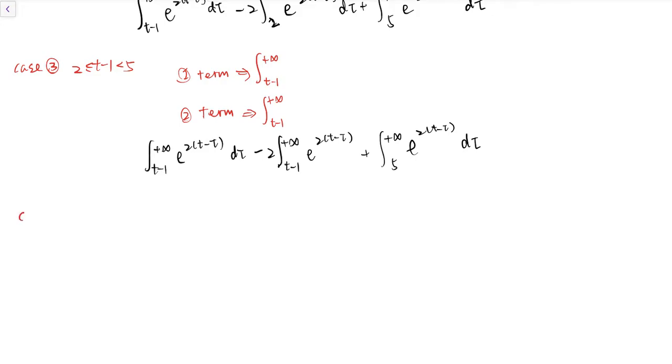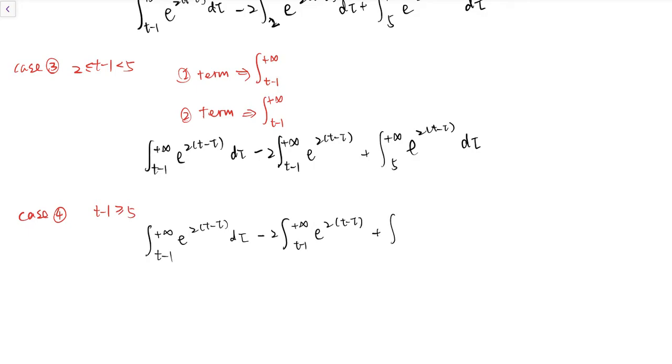And our last case is when our t minus 1 is greater than or equal to 5. So for all the terms, their range is defined by t minus 1 instead of 0, 2, and 5. So in this case, our integral will be from t minus 1 to infinity, and the first term and the third term.